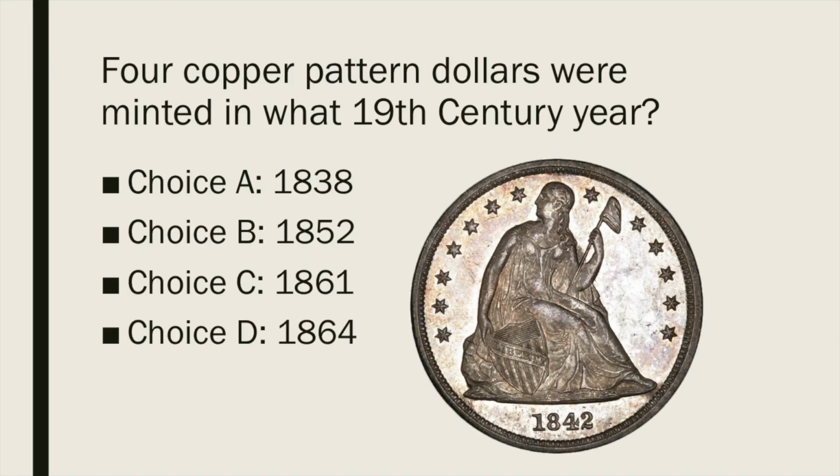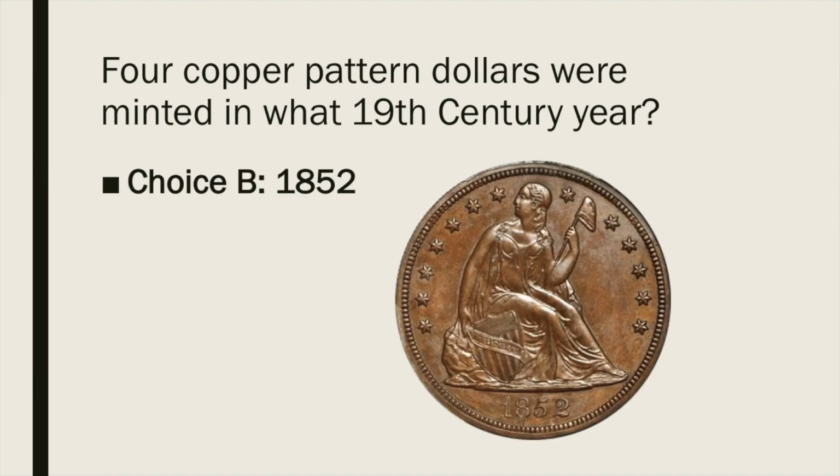Our next question, this is really cool, I think. Four copper pattern dollars were minted in what 19th century year? And the choices are 1838 for choice A, 1852 is choice B, 1861 choice C, and our last is choice D, 1864. But the answer is choice B, 1852. There were four copper restrikes. They're really cool, and one of them, I believe, was auctioned at the World's Fair of Money, which occurred recently.